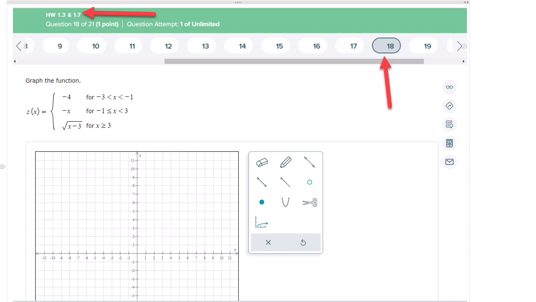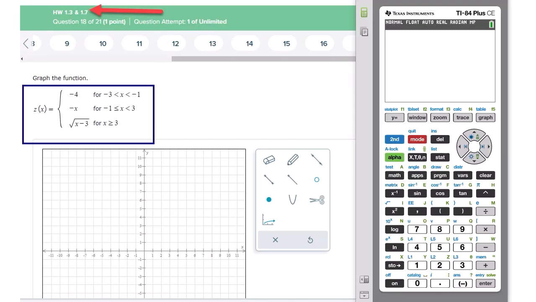I'm going to show you how to graph this piecewise function in the calculator first and in ALEKS second. Let's start off putting this in the calculator. So I want to hit the y equals screen.